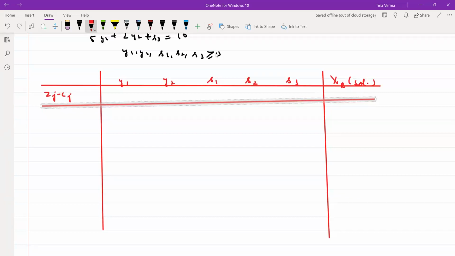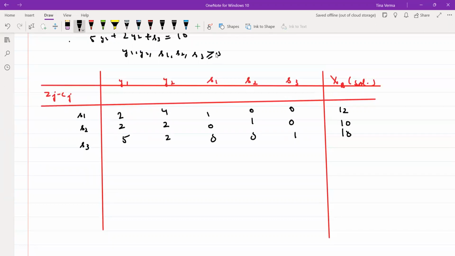Initially you have to take the basic variables as S1, S2, S3. So this is your basic variables S1, S2, S3. The corresponding coefficients: this is 2, 2, 5. This is 4, 2, 2. This is 1, 0, 0, 0, 1, 0, 0, 0, 1. And here you have the right-hand side 12, 10, 10. And this is coming out to be your 5, right? This is minus 3.